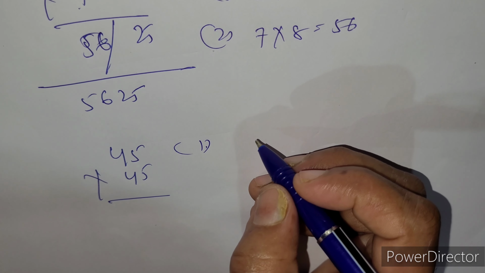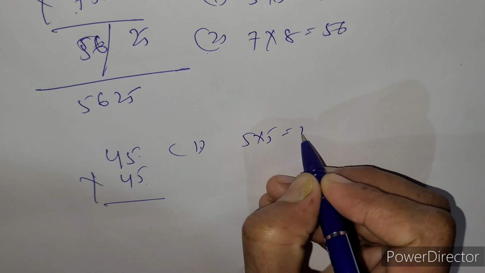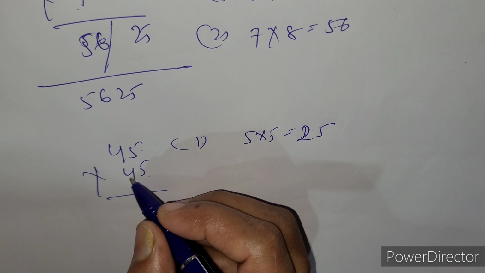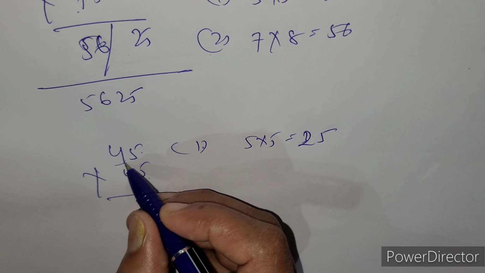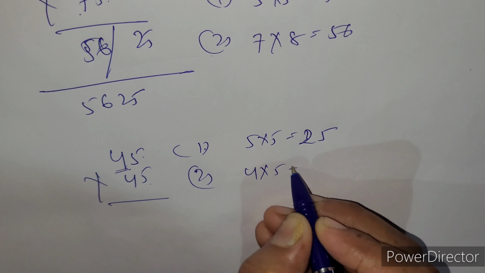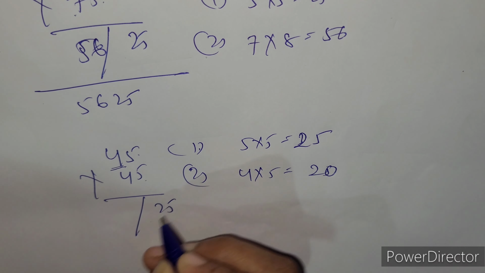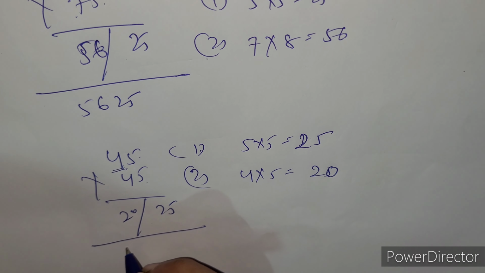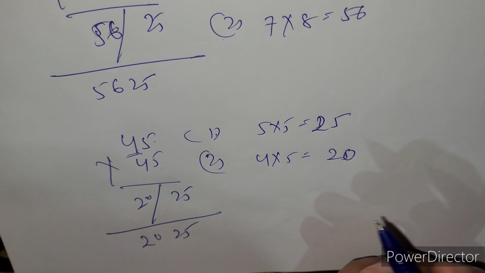Then second example. Suppose 45. First multiply the ones place digit, 5 into 5, is 25. Then multiply the tens place digit with the after number. The tens digit is 4, the after number is 5, which gives 20. So 20, 25. Hence the answer is 2025.